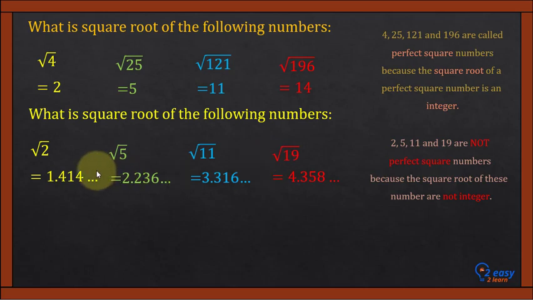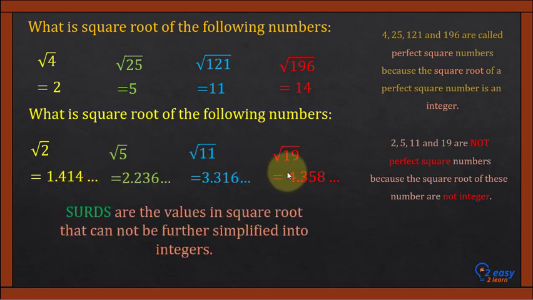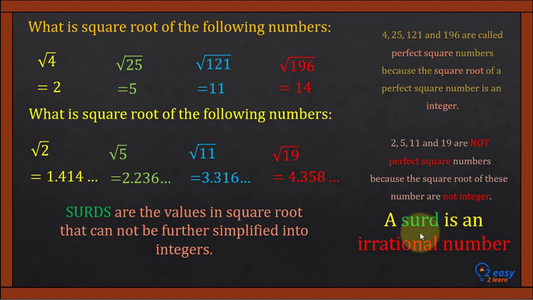Why? Because their answers are not integers. These answers are irrational numbers. So we can say surds are the values in the square root that cannot be further simplified into integers. A surd is an irrational number. Let's practice to identify which number is a surd and which is not a surd.